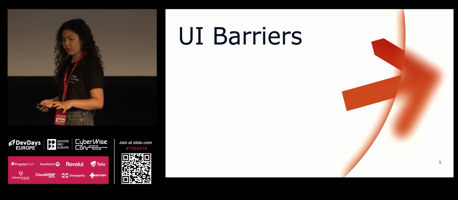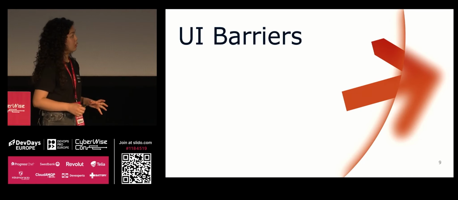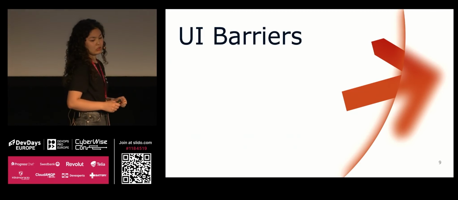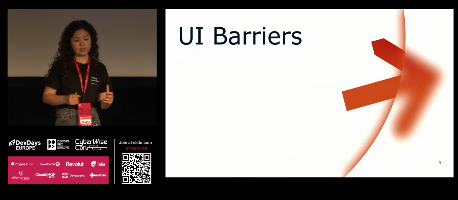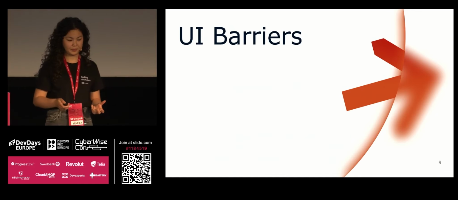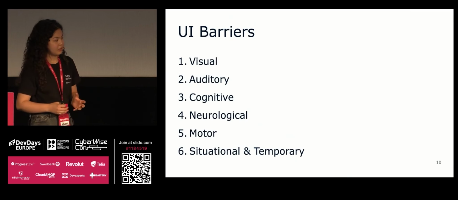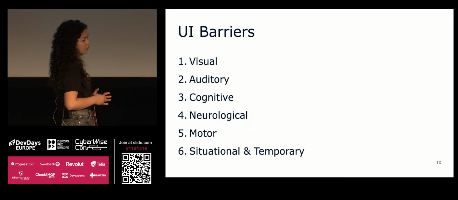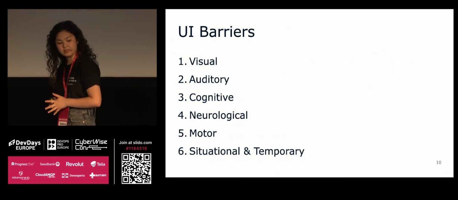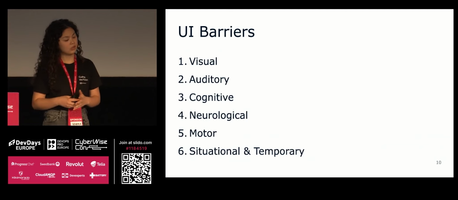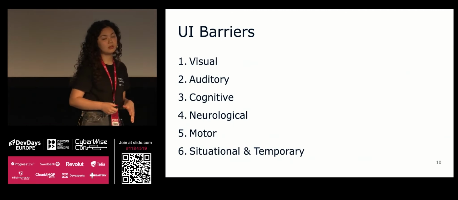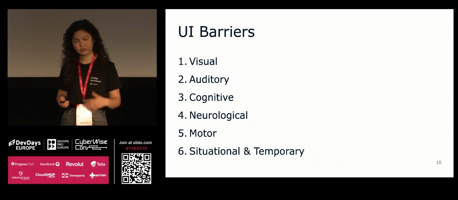Now I want to talk about some common UI issues. These easily solvable problems can prevent users from effectively interacting with your content. These barriers are usually separated into 5 major types: visual, hearing, cognitive and learning, neurological, motor and dexterity, and they can also be situational or temporary. So let's check them one by one.